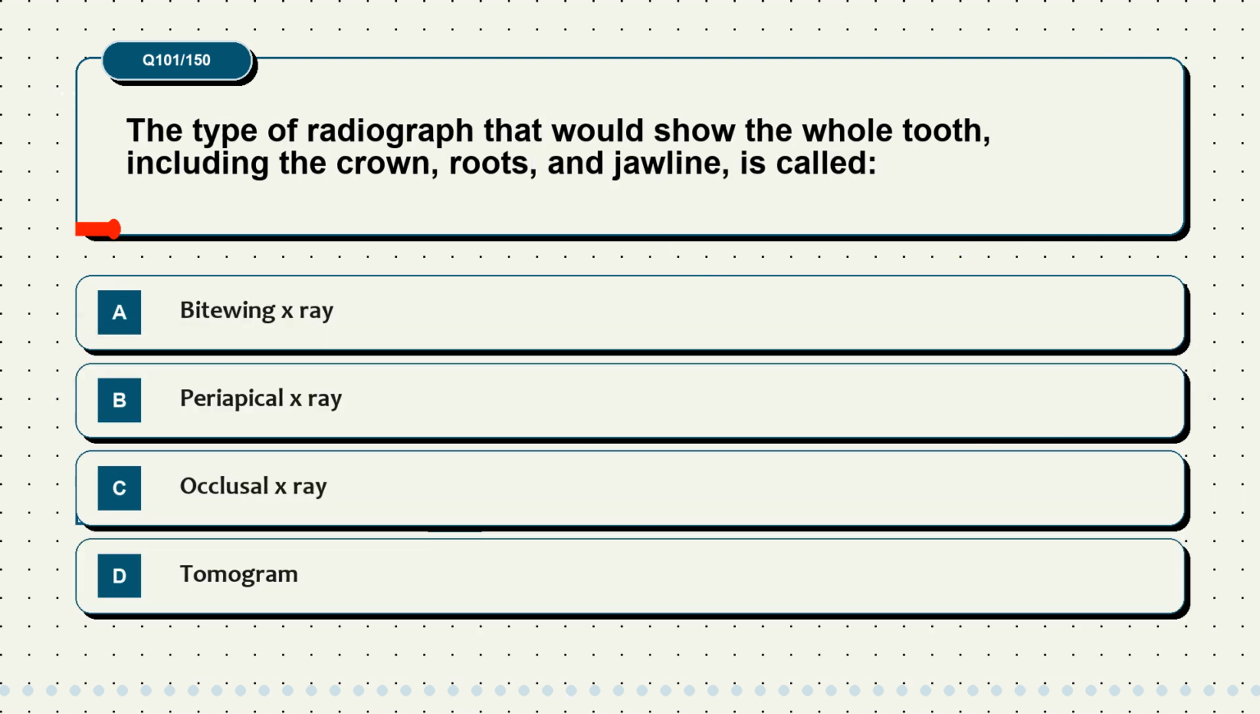Question 101. The type of radiograph that would show the whole tooth, including the crown, roots, and jawline, is called. Here are the options. Option A, bitewing X-ray. Option B, periapical X-ray. Option C, occlusal X-ray. Option D, tomogram.